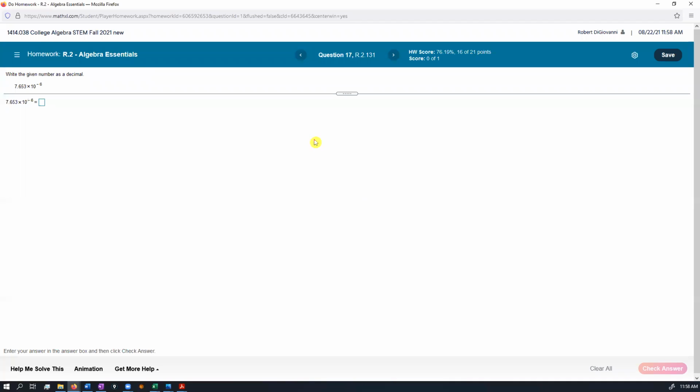Next one, the other way now, right? 7.653 times 10 to the negative 6. This time, 10 to the negative 6, I'm thinking that's really 1 over 10 to the 6. And that's a very small number, right? 1 divided by this really big number gives a small number. So this number needs to get small.